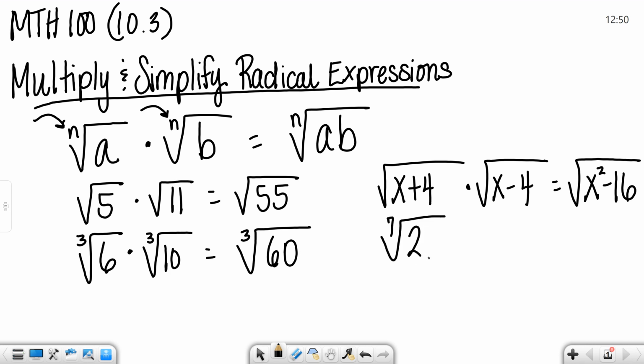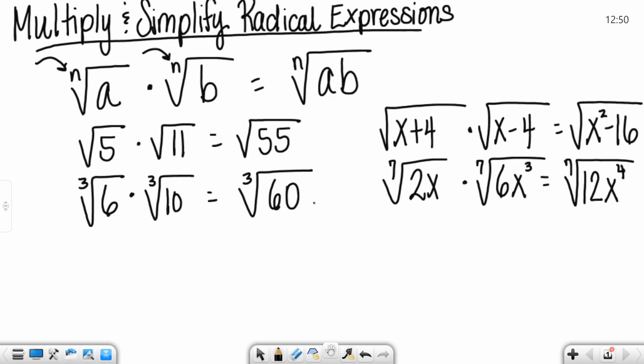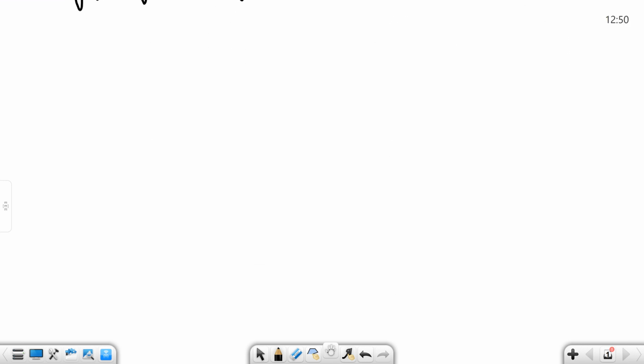The seventh root of 2x times the seventh root of 6x cubed would be the seventh root of, multiply the 2 and the 6, we get 12. Multiply the x times the x cubed, and I would add the exponents. So we are able to multiply through the radical as long as the index is the same, the root is the same.